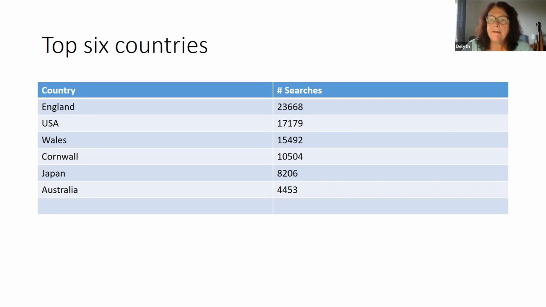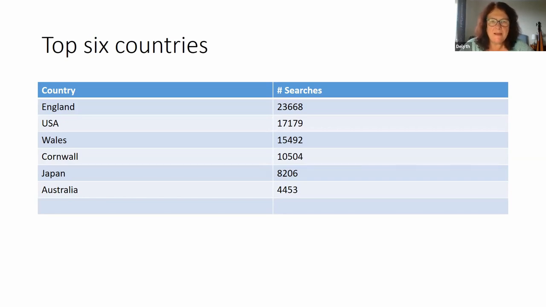But we do know again that there's a lot of interest in Celtic languages in Japan. And then Australia in sixth place, and maybe we've found the answer to why there's such a lot of searches going on in Australia after Joshua's presentation this morning. So after these top six countries, of course, you have searches from all sorts of other countries included, but it's a long tail, and there were no obvious 7th, 8th, 9th, 10th places.